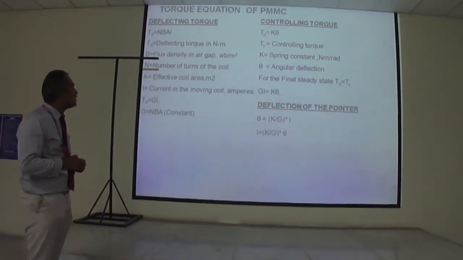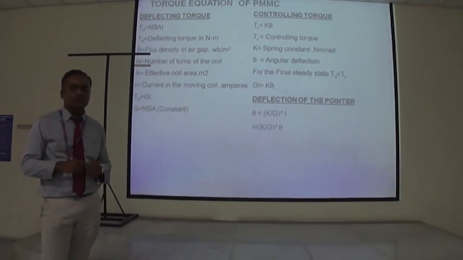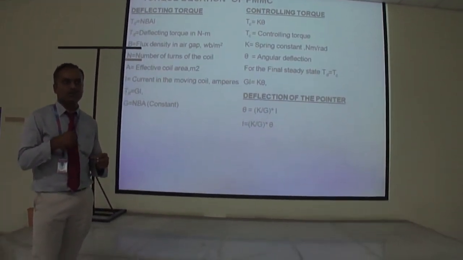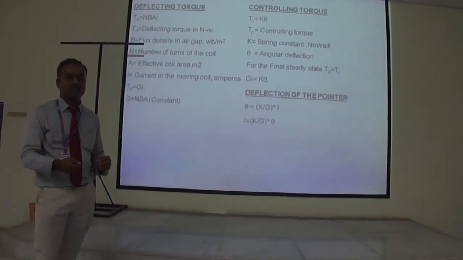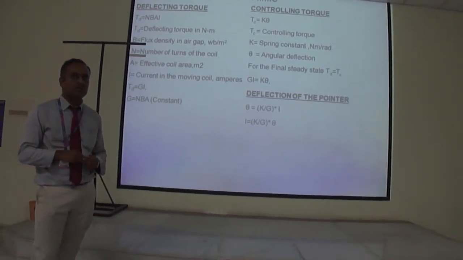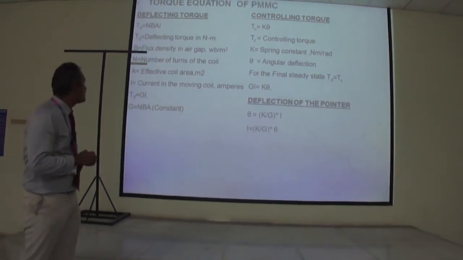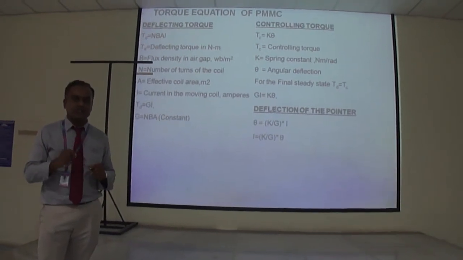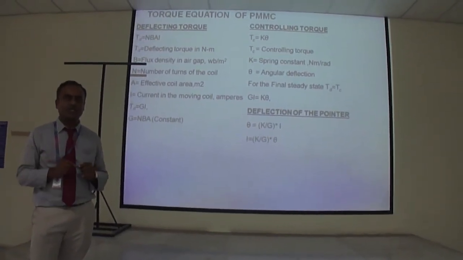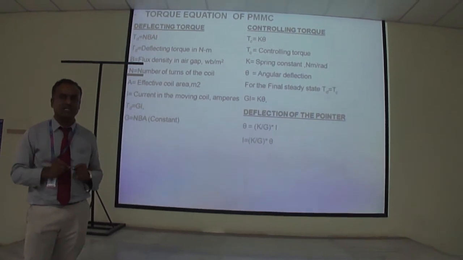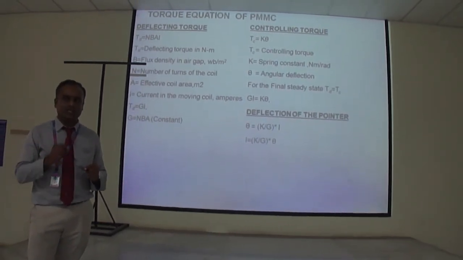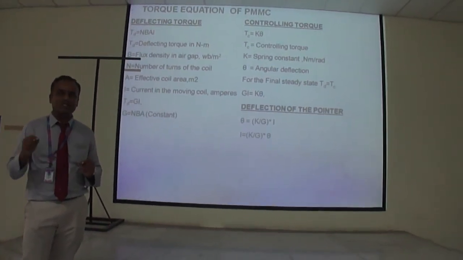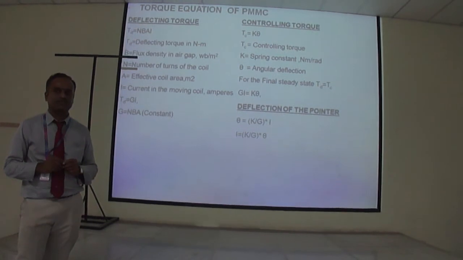The torque equation of the PMMC. As we know, the deflecting torque: the PMMC instrument uses the magnetic effect to obtain the deflecting torque. The torque equation of the PMMC instrument is deflecting torque TD equals NBAI. N stands for the number of turns of the moving coil, B for flux density in Webers per meter square, A is the effective area of the coil in meter square, and I is the current through the moving coil in amperes.